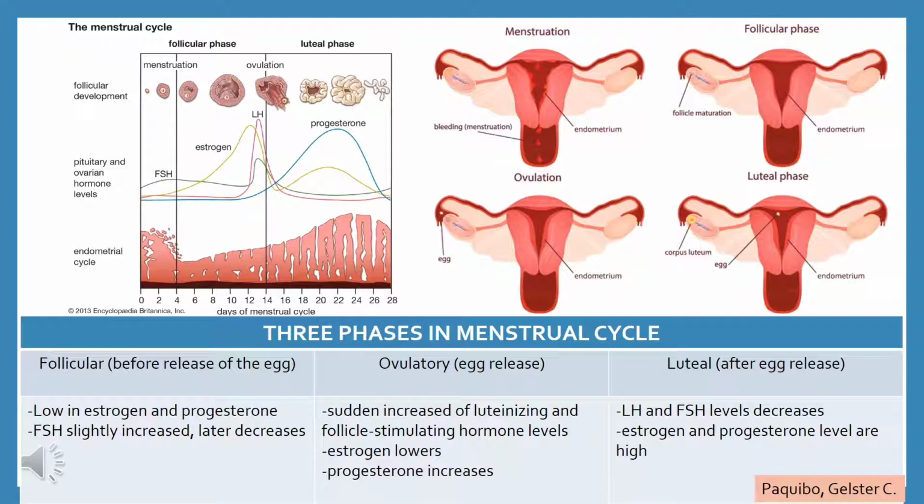If the egg is not fertilized, the corpus luteum degenerates and no longer produces progesterone. The estrogen level decreases, the top layers of the lining break down and are shed, and menstrual bleeding occurs. And then a new cycle of menstruation begins. If the egg is fertilized, the corpus luteum continues to function during early pregnancy because it helps maintain the pregnancy.